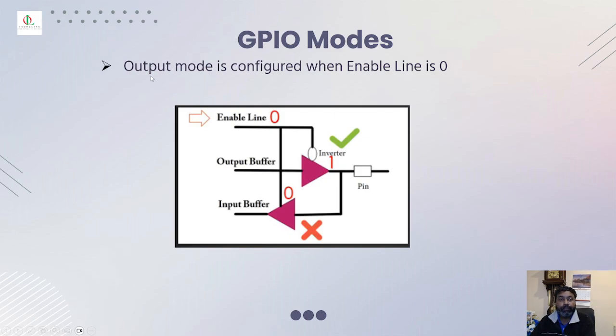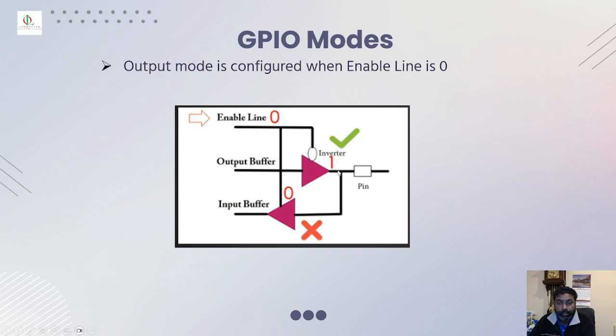So first let's find out how the output mode is configured when the enable line is 0. Take this for example. When the enable line is 0, it comes through and hits the inverter. As you know, it inverts the value, so you get 1 here, and the output buffer writes 1. So if you put a multimeter on this pin, it will be high, logic 1.